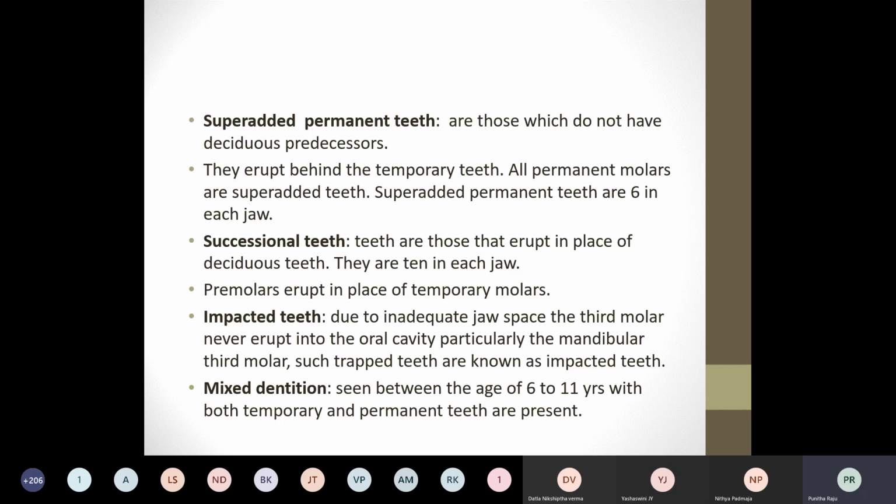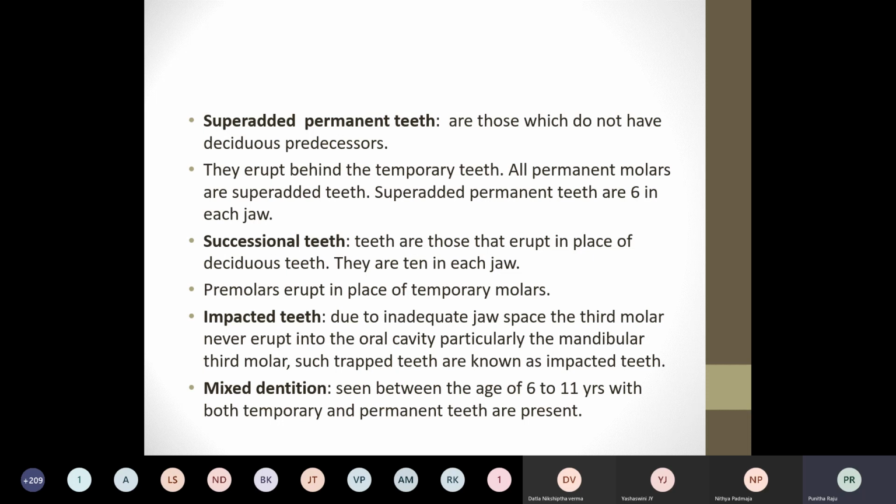The superadded permanent teeth are six in each jaw, that is three on each side. So you have six in total in each jaw. The next is the successional tooth. Whatever the remaining teeth are, which erupt at the site of the temporary teeth, are called successional teeth. These are the teeth that erupt in place of deciduous teeth.